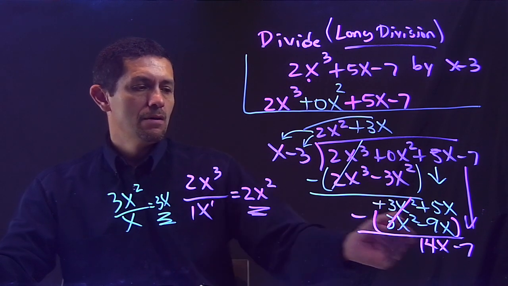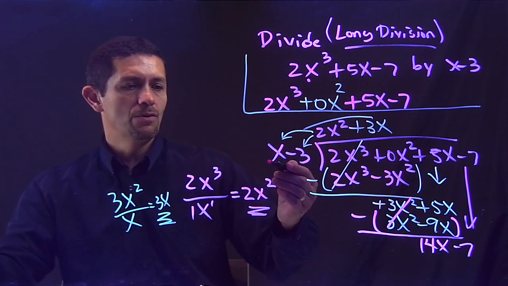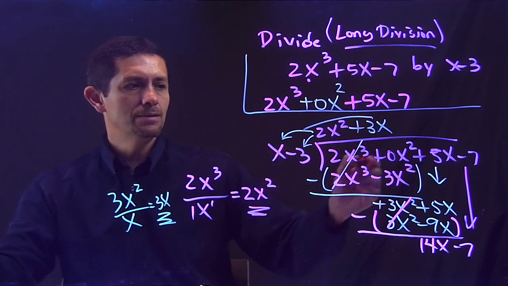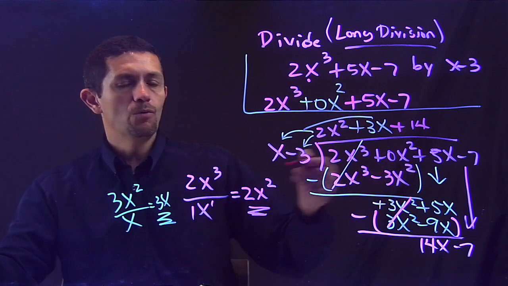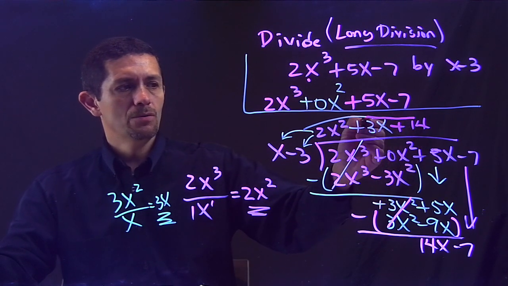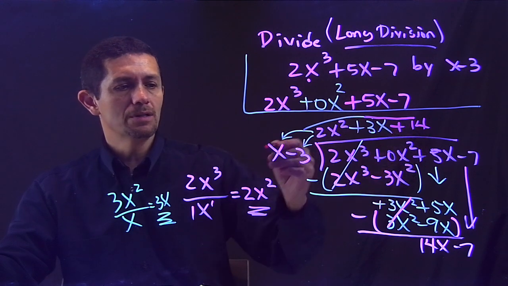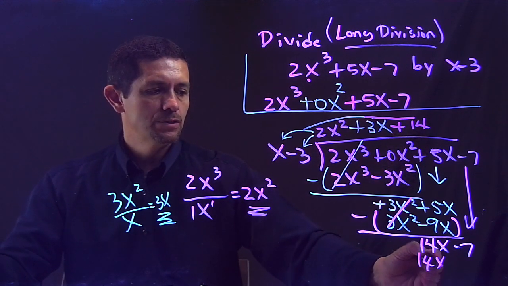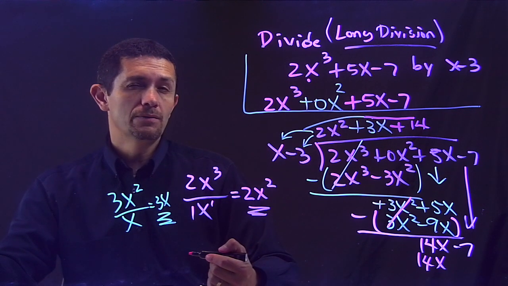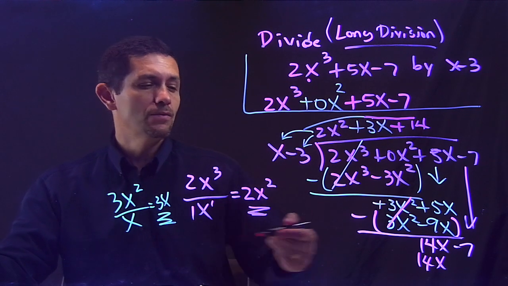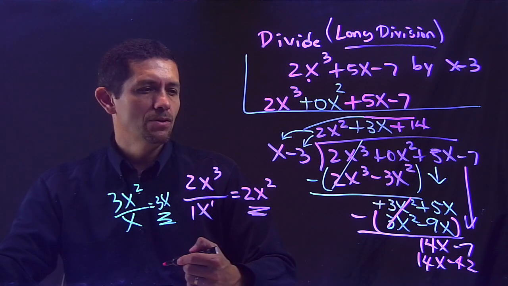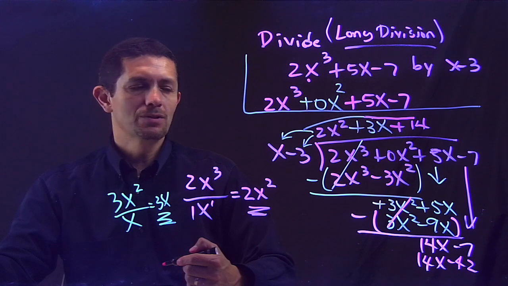So it's going to be the first term divided by the first term. Hopefully by now we know what we're doing. 14x divided by x is going to give you 14. The x will cancel. Multiply back. 14 times x is 14x. 14 times negative 3 is going to give you negative 42. 30 and 12, 42. Making sure that I'm right.